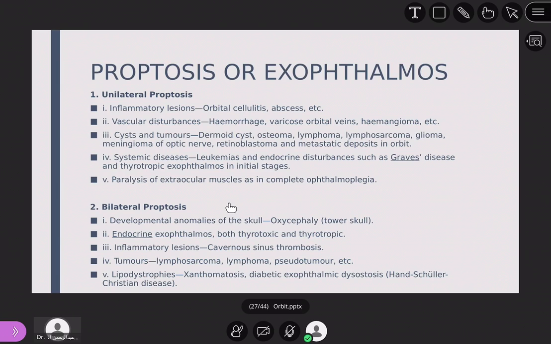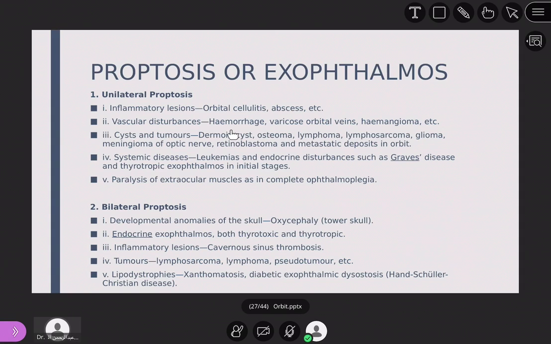We have inflammatory lesions like orbital cellulitis, which gives us mostly unilateral, and abscess, unilateral. We have vascular disturbances like hemorrhage, varicose orbital veins, hemangiomas, these are unilateral. Cysts and tumors like dermoid cyst, osteoma, lymphoma, lymphosarcoma, glioma, these are all unilateral. Systemic diseases like leukemias, endocrine disturbances such as Graves, gives us unilateral, which is the thyroid dysfunction.